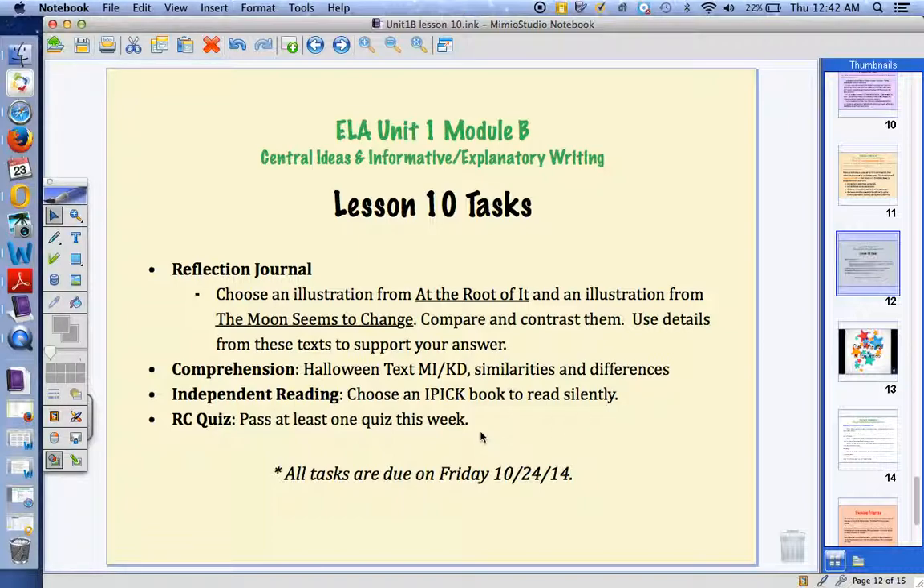As always, you're going to be choosing an independent book to read silently, and make sure that you have passed at least one reading counts quiz for this week. In addition to our mid-module test on Friday, these tasks are due, so use your work time wisely today.